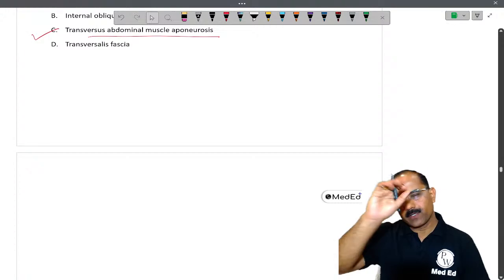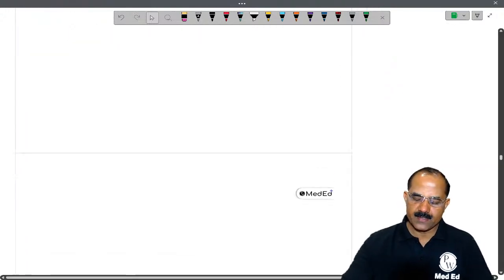Lymphatics भी है. Yes, शुभ lymphatics also. Lymph node बोला ना, and lymphatics.